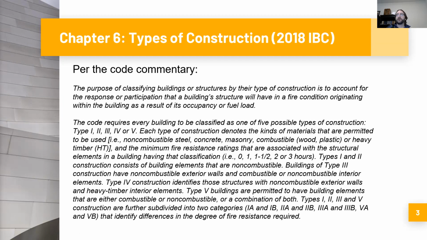Each type of construction denotes the kinds of materials that are permitted to be used, i.e. non-combustible steel, concrete, masonry; combustible wood or plastic; or heavy timber, HT, and the minimum fire resistance ratings that are associated with the structural elements in a building having that classification, i.e. 0, 1, 1.5, 2, or 3 hours. Now, you'll notice in that first section, it does make the distinction. It's either non-combustible or combustible, and the minimum fire resistance ratings associated with it.